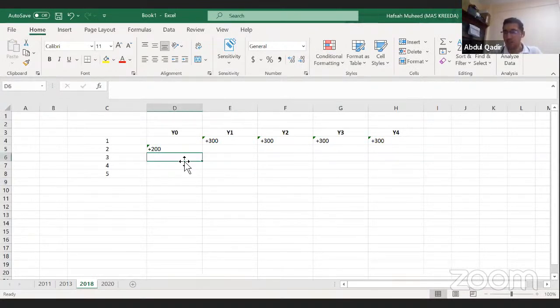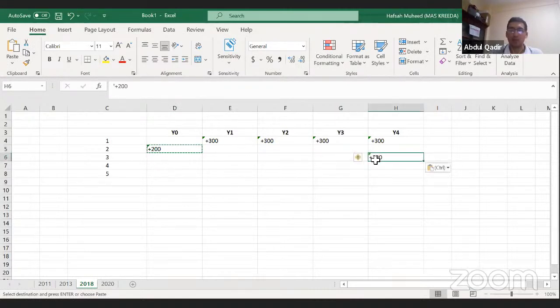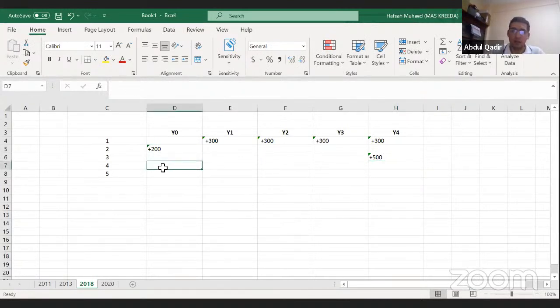Third one, sales value of the new machine at the end of the project period. That means what is the scrap value of the new machine at the end of the project? 500. The value is 500, so I'm going to put 500 here. Fourth one, installation charges of the new machine. Here it will be minus 1,200. You need to put that minus, because it is a cash outflow.